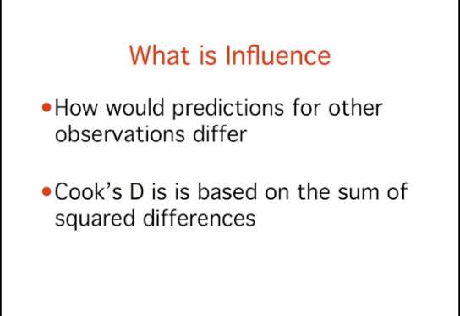The influence of an observation can be thought of in terms of how much the predicted scores for other observations would differ if the observation in question were not included. Cook's D is a good measure of the influence of an observation, and is proportional to the sum of the squared differences between predictions made with all observations in the analysis and predictions made leaving out the observation in question. If the predictions are the same with or without the observation in question, then the observation has no influence on the regression model. If the predictions differ greatly when the observation is not included in the analysis, then the observation is influential.